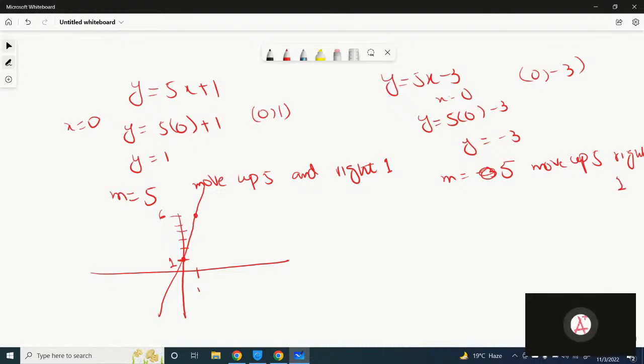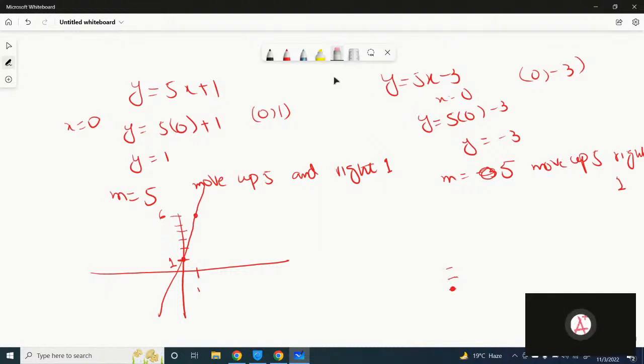So let's just plot the graph for this equation. Okay, you have y equals negative 3. 1, 2, 3. Here you have negative 3. This is the point, not a line. We don't have to plot the line over here. And you have to move 5 units up.